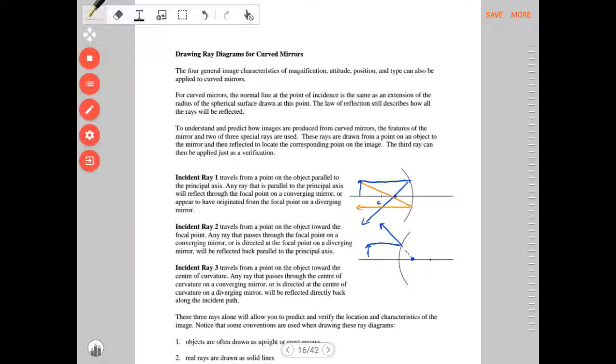Now see where these two lines intersect? Boom, that is where the image forms. On a diverging mirror, this ray is going to go towards the focal point, dotted line here, and then it bounces out parallel. And what happens is we make a dotted line that goes straight.